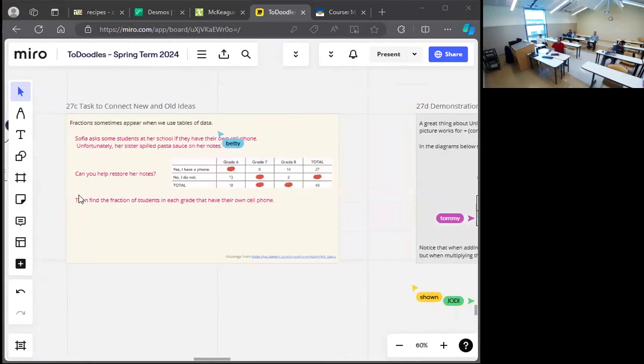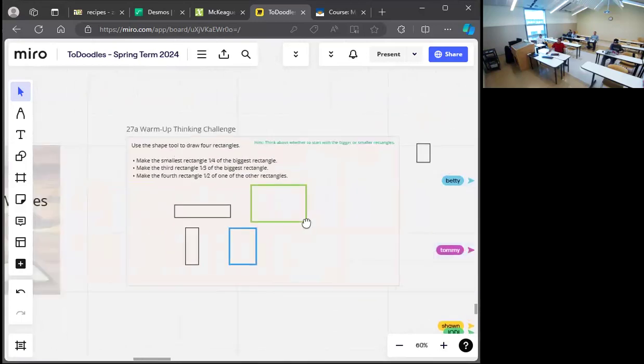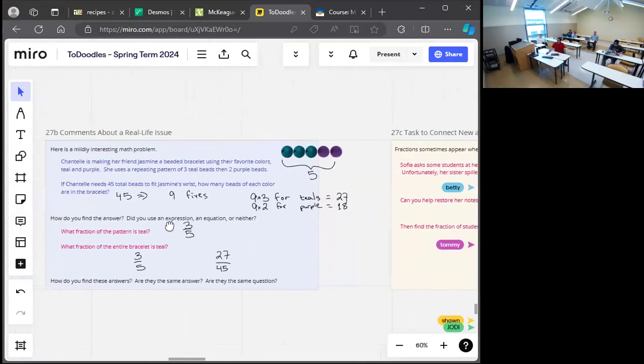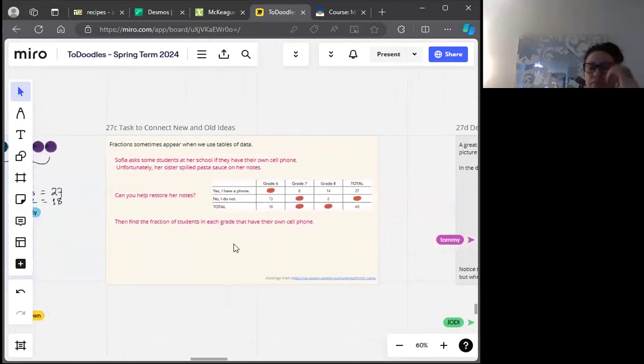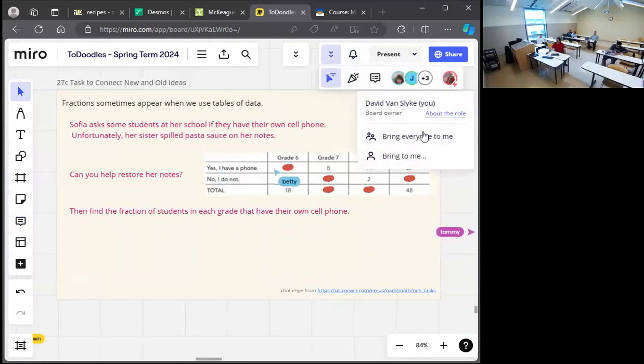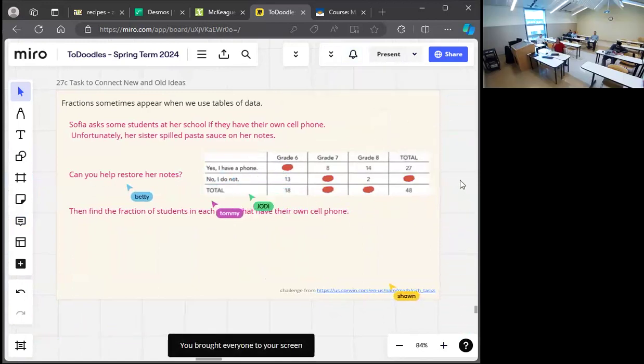We had started to doodle, making rectangles, having a pattern of beads. But now we have a pasta sauce problem, so I'm gonna bring everyone to me. Oh, there it is, good.